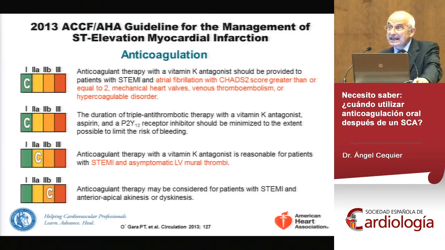No vamos a entrar en que hay unas claras indicaciones de anticoagulación, tanto en el escenario de los síndromes coronarios agudos como en otros escenarios. Es incuestionable que pacientes con fibrilación auricular, válvulas mecánicas, antecedentes de tromboembolismo, estados de hipercoagulabilidad, tienen una clara indicación de la anticoagulación. Estos son datos de las guías americanas referidos a infarto agudo de miocardio con elevación del segmento ST. También pacientes que tienen un trombo en el ventrículo izquierdo asintomático con un nivel un poco menor de recomendación.